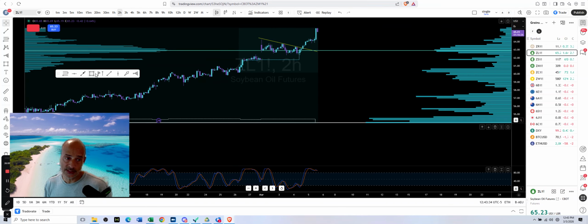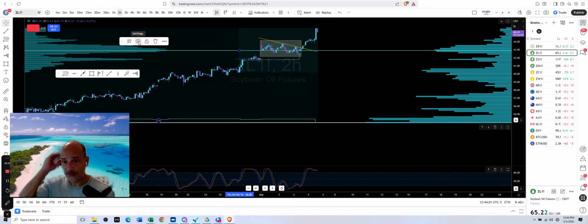Okay, so this whole move down right here, you would have done nothing because the POC was telling you they're not ready to go yet. And then yesterday, the POC relocates to this area right here. And then what do we get today? The breakout. Okay. All right. So that's what I'm talking about. You can just follow the POC up during a trend or down in a downtrend.